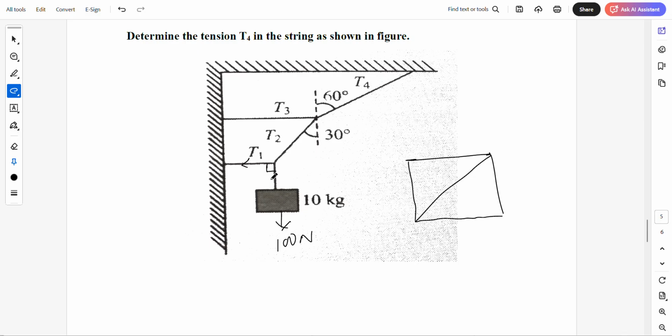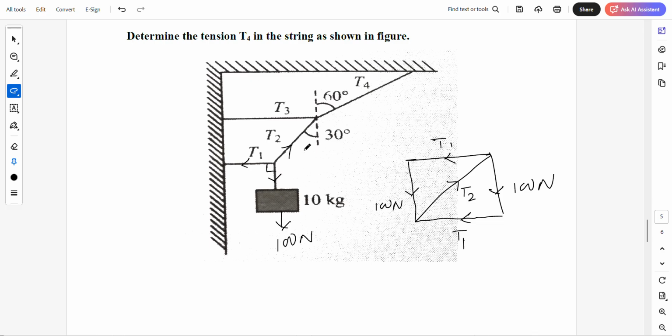This is T1. Okay, this is weight, and this is T2. Weight, I will write what? 100 newtons. This is T1. This is 100 newtons. This is T1, and now T2 is okay. The same, all these three vectors are in the same order.